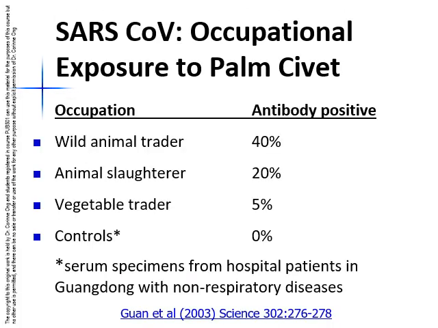The paper also reported higher exposure to the SARS coronavirus in different occupational groups using antibody neutralization and immunofluorescence assays. They found that 40%, that is 8 of 20 wild animal traders, and 20%, that is 3 of 15 individuals that slaughtered animals in the market, were seropositive, compared to only 5% of vegetable traders, that is 1 of 20, and none of the controls, who were hospital patients with non-respiratory diseases.